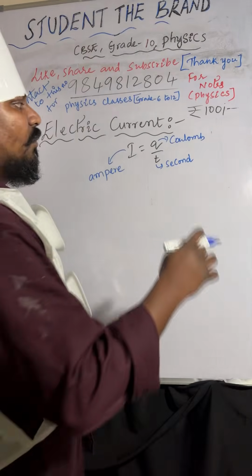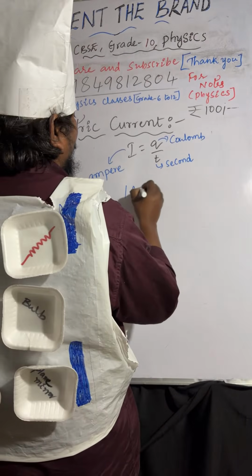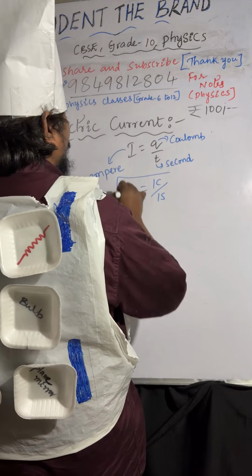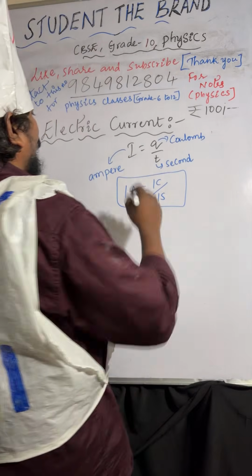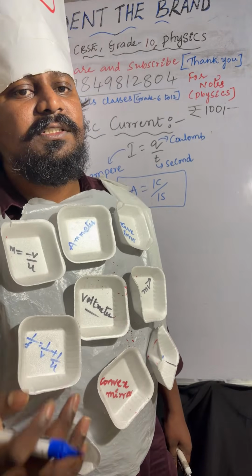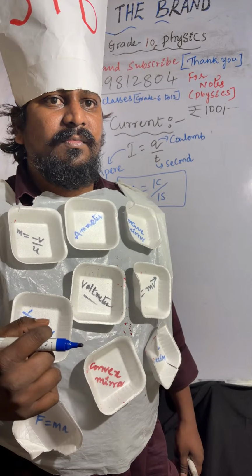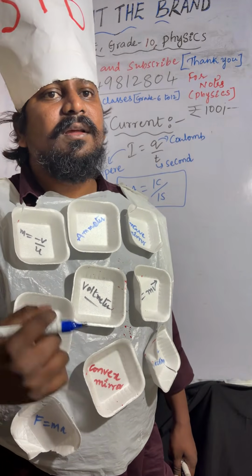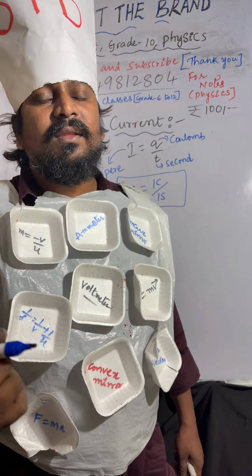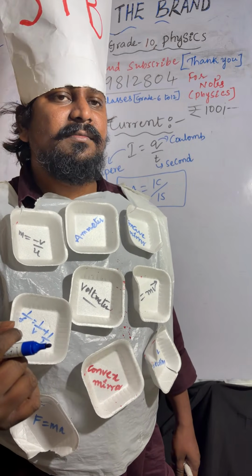Now 1 ampere is defined as 1 coulomb of charge flowing through unit cross section area per second. So that is called electric current. I equal to Q by T.